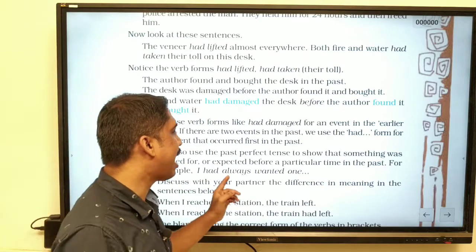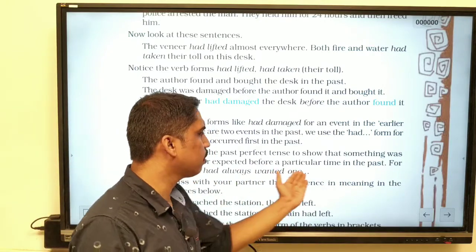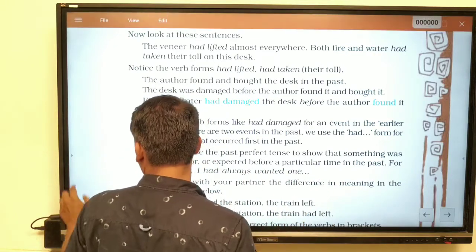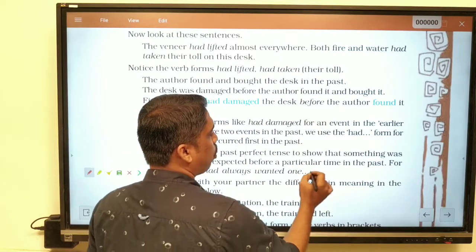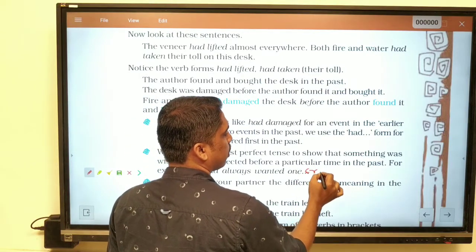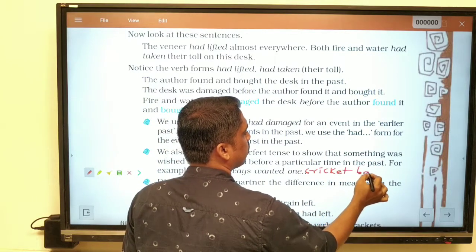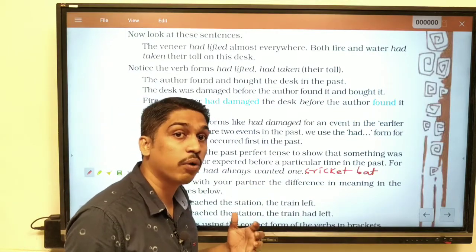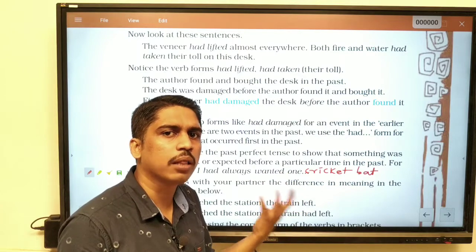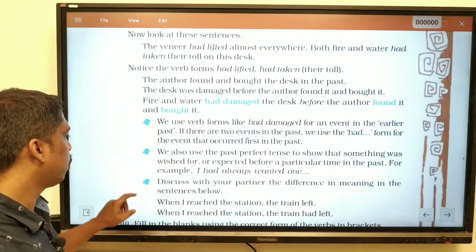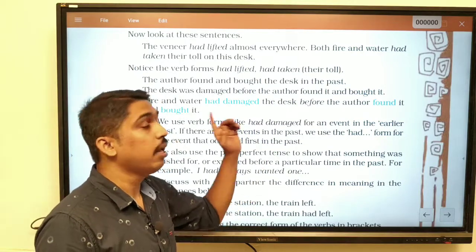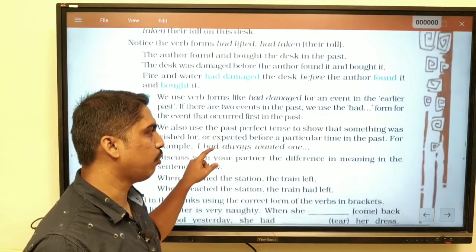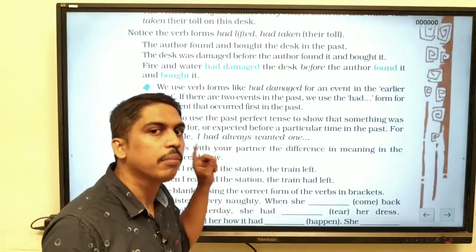For example, I had always wanted one. We can make this sentence complete. How? I had always wanted one cricket bat. ഞാൻ ആദ്യമേ എല്ലായ്പ്പോഴും ഒരു ക്രിക്കറ്റ് ബാറ്റ് ആഗ്രഹിച്ചിട്ടുണ്ടായിരുന്നു. ഐ ഹാഡ് ഓൾവേസ് വാണ്ടഡ് വൺ ക്രിക്കറ്റ് ബാറ്റ്. അവർ വിഷ്, നമ്മുടെ ഒരു ആഗ്രഹം, അതാണ് ഇതിവിടെ പറഞ്ഞിട്ടുള്ളത്. ഓക്കെ, സോ അപ്പൊ രണ്ട് കാര്യങ്ങൾക്കാണ് പാസ്റ്റിൽ നടന്ന 2 ഇവന്റ്സിൽ ആദ്യത്തേതിനെ പറയാൻ സിമ്പിൾ പാസ്റ്റ് പെർഫെക്റ്റ് യൂസ് ചെയ്യുന്നു. അതുപോലെ തന്നെ നമുക്ക് എന്തെങ്കിലും ഒരു വിഷ്, ആഗ്രഹമുണ്ടെങ്കിൽ അതിനെ എക്സ്പ്രസ് ചെയ്യാനും പാസ്റ്റ് പെർഫെക്റ്റിനെ യൂസ് ചെയ്യുന്നു.